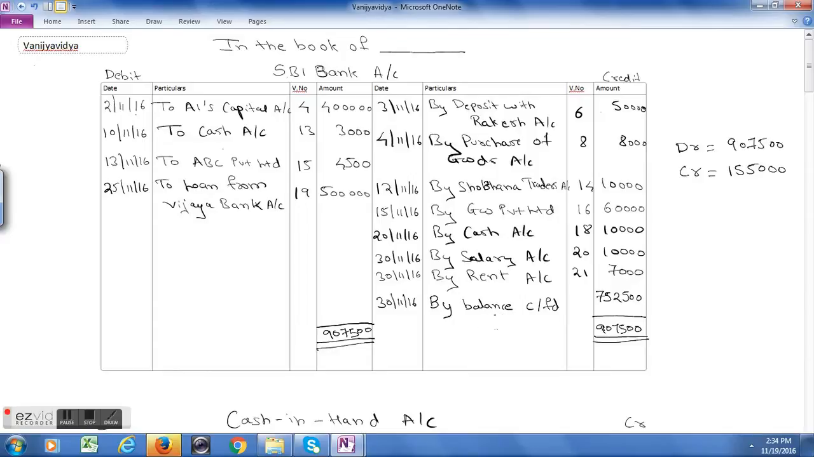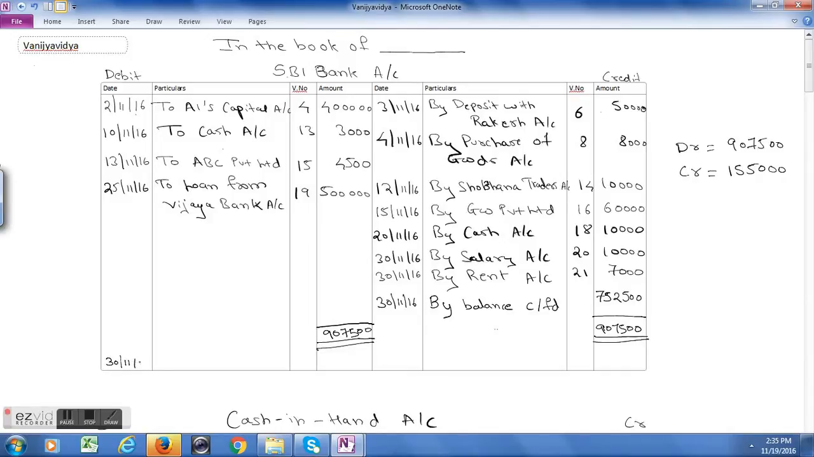The same balance carried forward, we will be putting it on the debit side. This is nothing but the balance in the SBI bank account. So when balance carried forward is on the credit side, balance brought forward will be on the debit side. It's on the end of day of 30/11/2016, so balance brought forward as on 30th/11/2016, or you can say 1/12/2016, is the same.